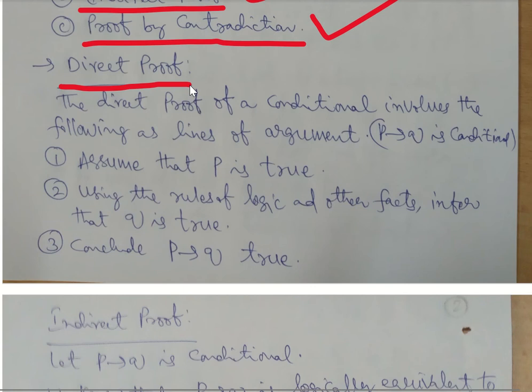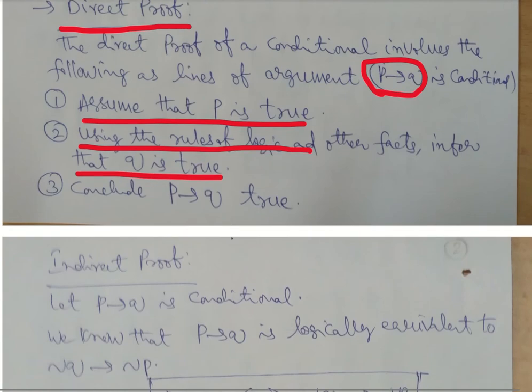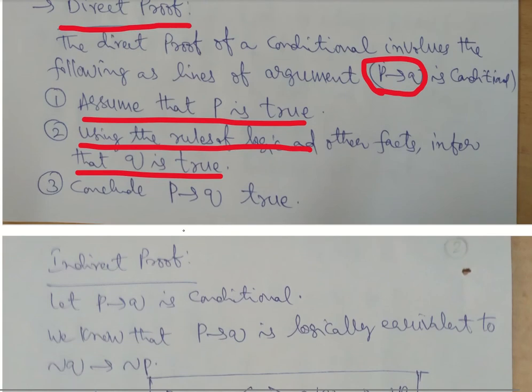To start with, direct proof. The direct proof of a conditional involves the following lines of argument. The conditional we are taking is P implies Q. Assume P is true, a straightforward method. Then using all the possible laws you have seen so far, prove that Q is also true. When we can establish that P is true and Q is also true, we can say P implies Q is true as per the truth table.